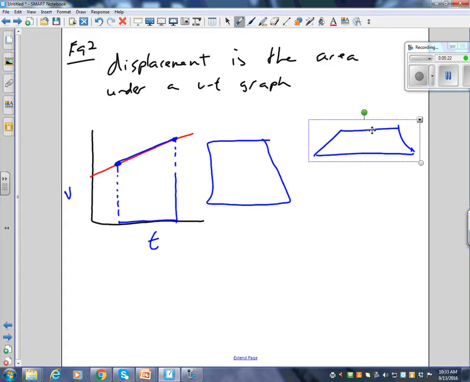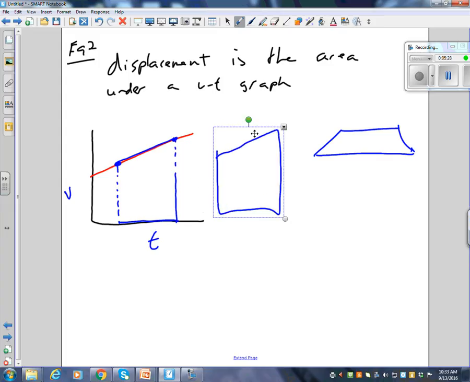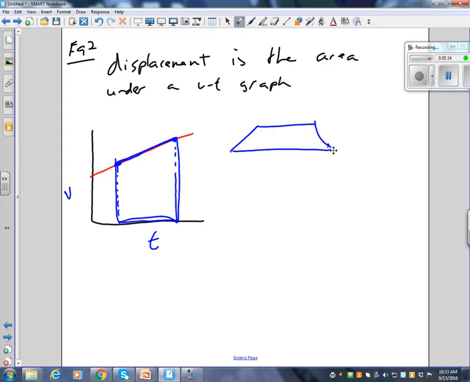Okay, now, next question. Does anyone know the formula for the area of a trapezoid?